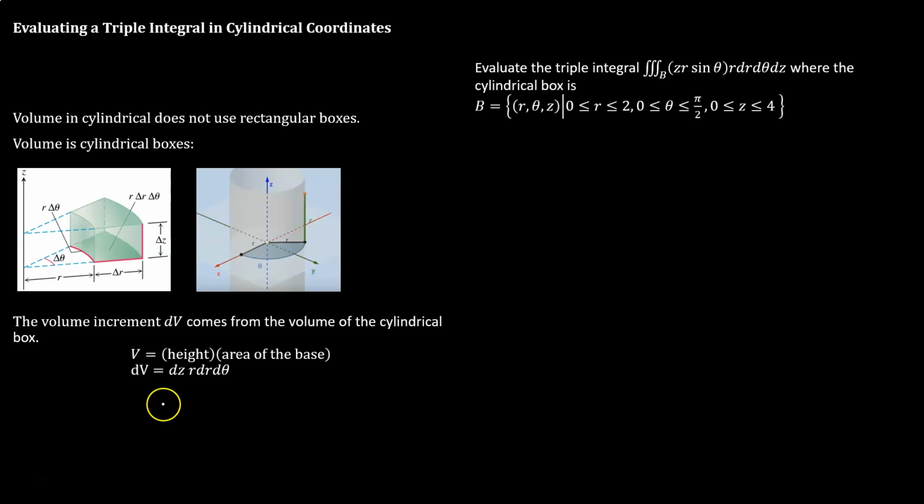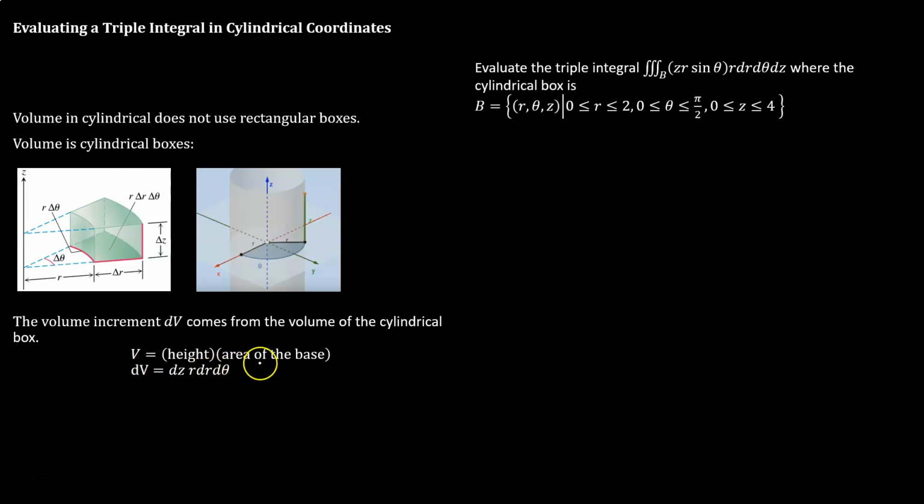But in cylindrical coordinates, we're not looking at a perfect box. We're looking at these cylindrical boxes, which have a top and bottom that are made of polar rectangles, and two of the sides are not flat. They're not flat like a box. So in order to set up our volume increment, we have to think about how to calculate the volume of these cylindrical boxes. And in short, it's the height times the area of the base.